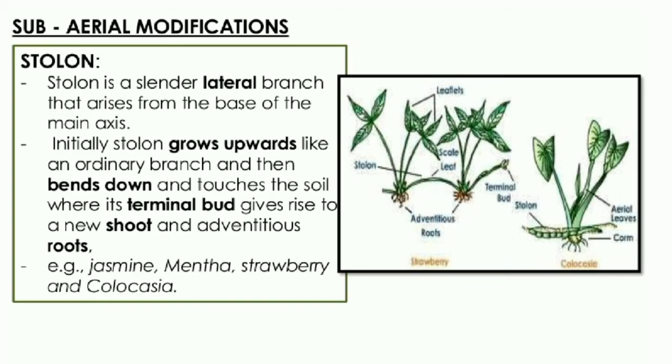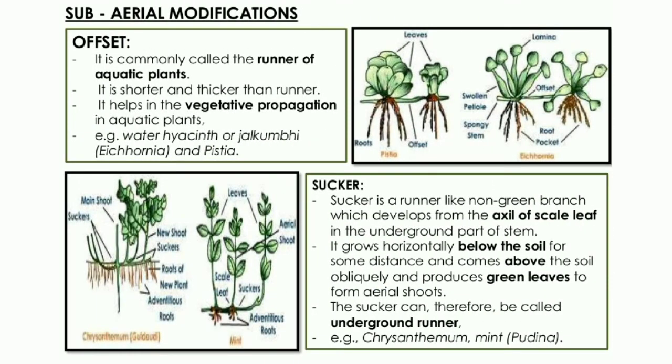Moving on to the next example, we have the offset. It is exactly like a runner, but in the aquatic ecosystem. Hence, it is called the runner of aquatic plants, because it is growing on the water surface. But remember, it is shorter and thicker than the runner. You can see the offset in the diagram.